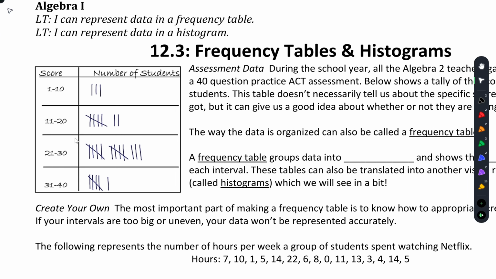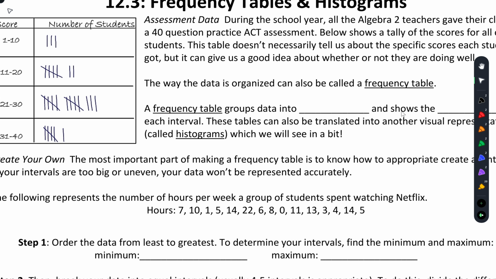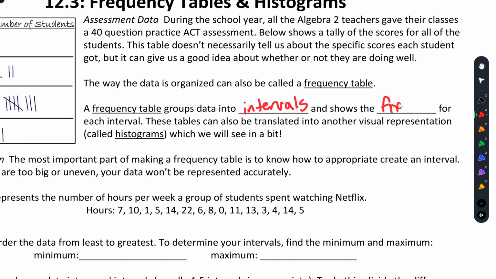So this is giving us kind of a general idea of how these students scored. If we think about each one of these as percentages, so like 1 to 10 out of 40, that's like your 25% range, your 50% range, so on and so forth. So it's giving us kind of an idea of how they're doing, but not of specific values. This, again, is called a frequency table. It groups data into what we call intervals, and it shows us the frequency for each interval.